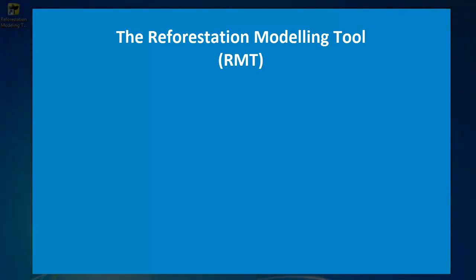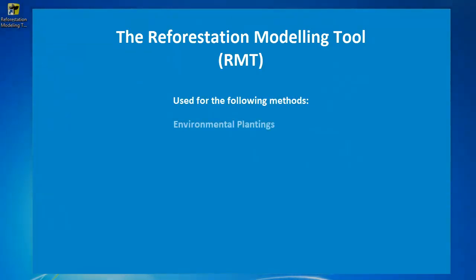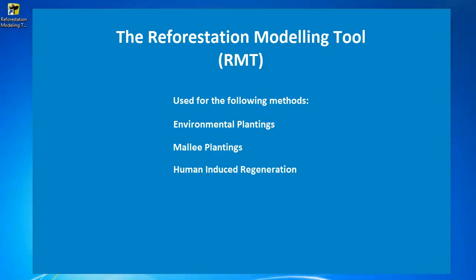Today I'm going to run you through the reforestation modelling tool, which I call the RMT. The RMT is a useful program that gives you an understanding of how much carbon is taken up as part of a carbon sequestration project under the environmental plantings, mallee plantings, or human-induced regeneration methods. Once you know this value, it can be used along with other project information to help you calculate your net abatement, which influences how many ACCUs you'll be issued.